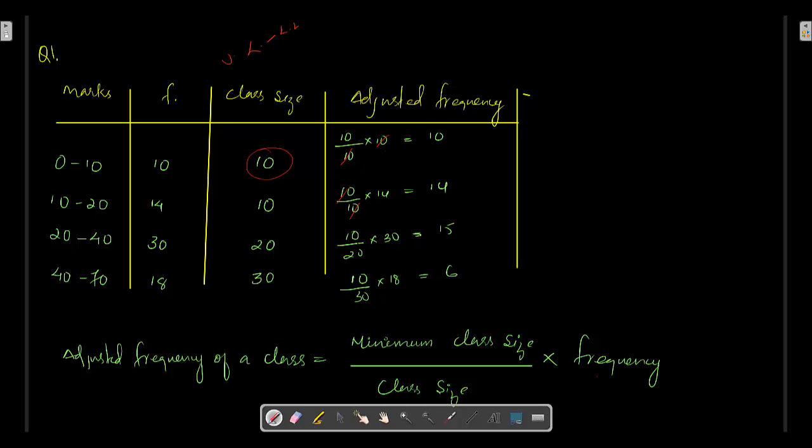You will get 14 here. Then for the next, you get 15. Similarly, if you keep on doing this, you get 6 here. So this is the adjusted frequency. Now, in order to make a histogram, what do you need? You need marks, that is the class interval, and the frequency. You will not be using the original frequency now, but you will be using the adjusted frequency for your histogram. So let's go ahead and make the histogram.